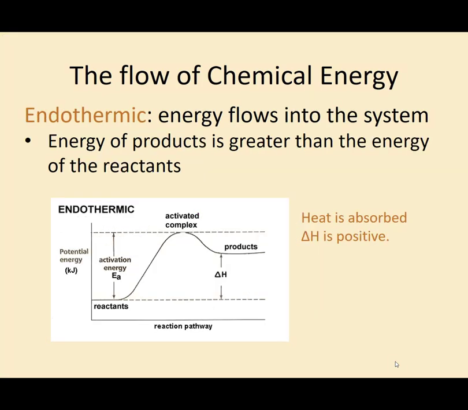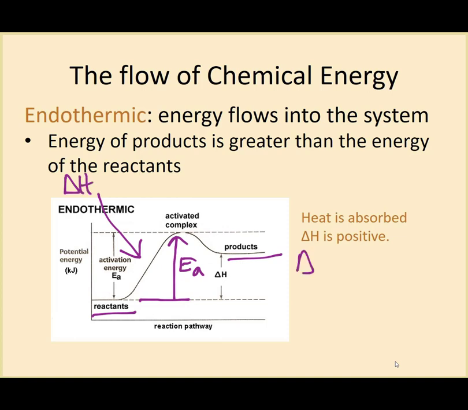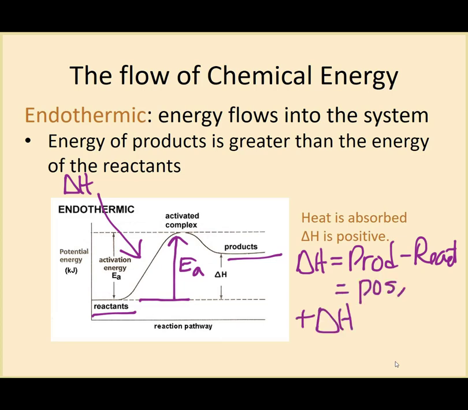An endothermic reaction is the opposite of the exothermic reaction. Our reactants start low. Here's our activation energy to make that activated complex, and our products are at a higher amount of energy. So we see that energy is absorbed. This comes from the surroundings. Because I have products minus reactants, and products will be a bigger number than the reactants, I end up with a positive number. So my delta H will always be positive for endothermic.